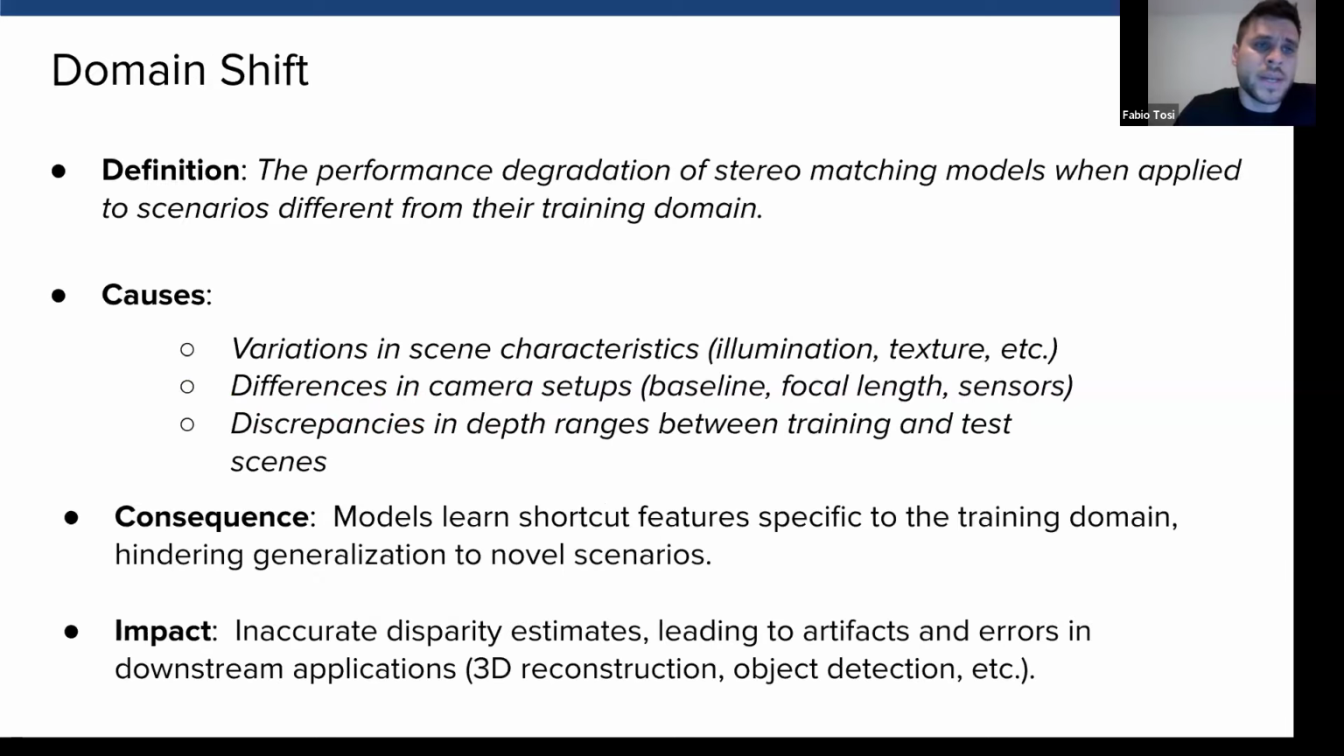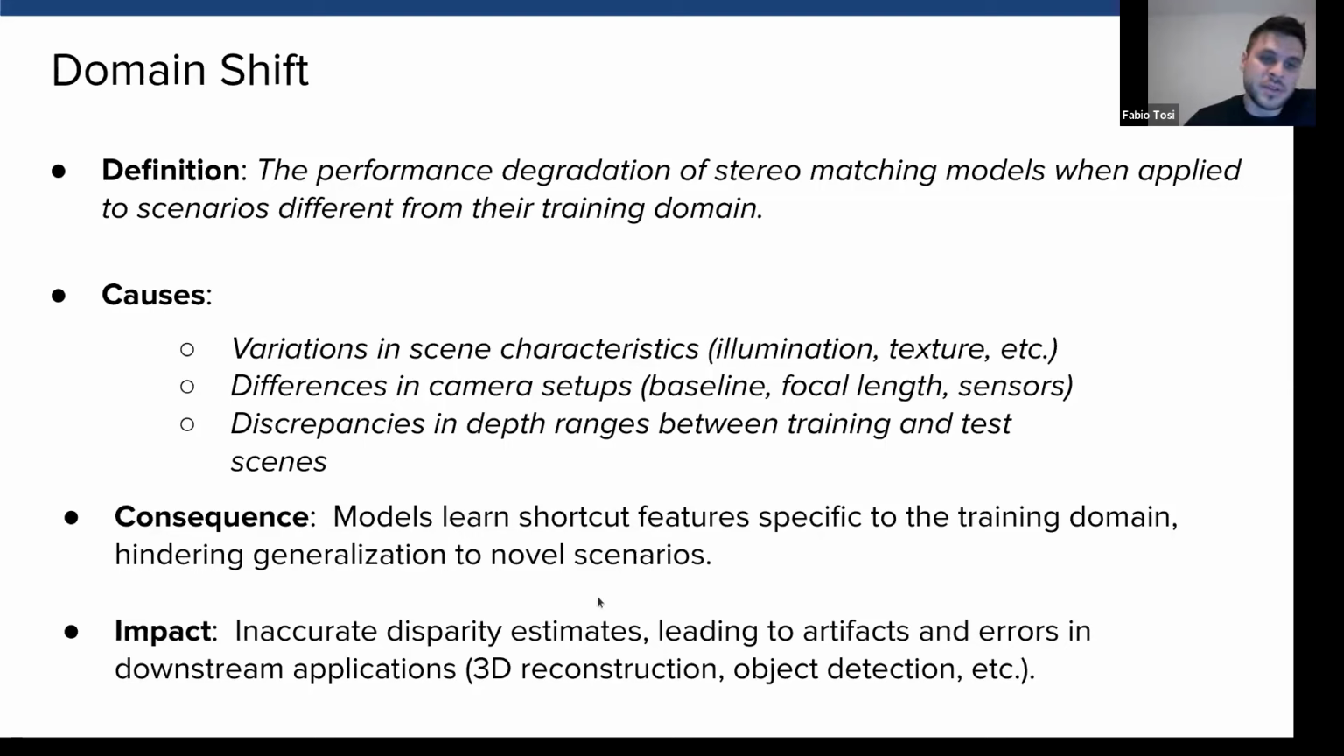repository. So we can start by reading this very simple definition: the domain shift is the performance degradation of stereo matching models when applied to scenarios different from the training domain. The main causes of the domain shift problem are variations in scene characteristics, in terms of illumination, texture, semantics. Let's just consider that most of these stereo networks are trained on synthetic datasets and then tested on real-world environments. Typically they are trained on one of the most popular synthetic datasets, the SceneFlow dataset, and then tested on real-world environments such as driving scenarios.